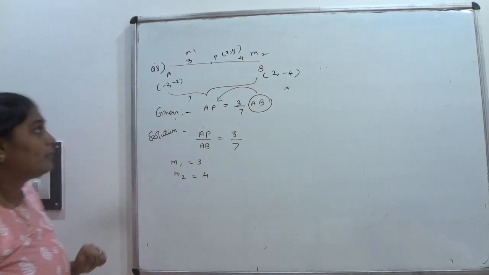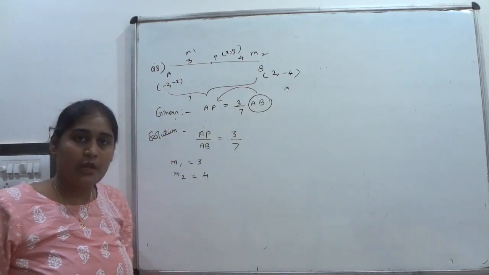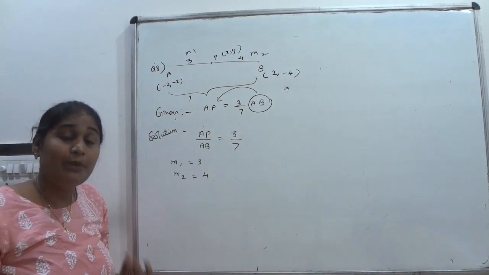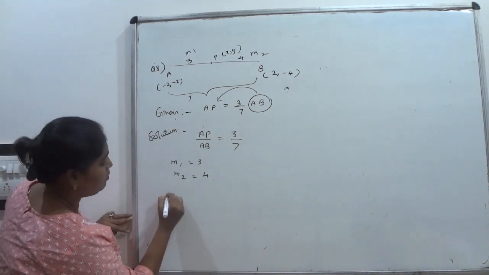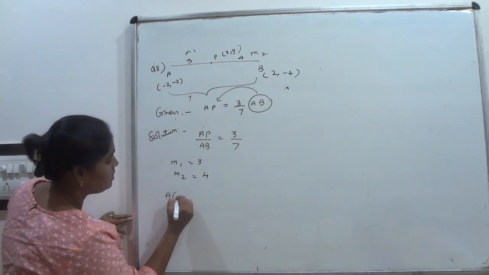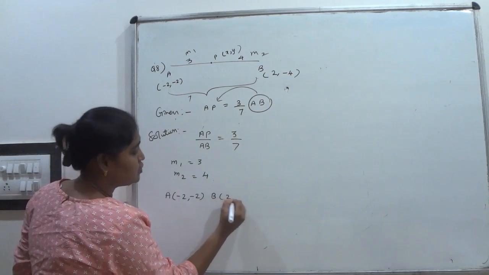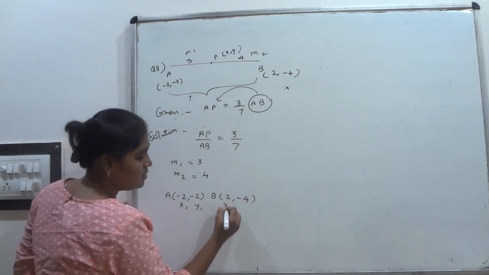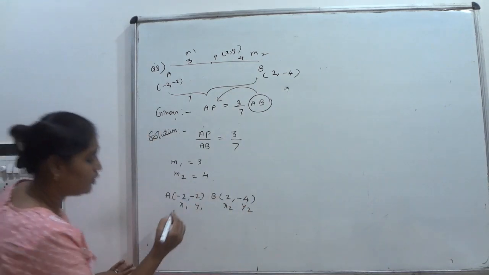Then I know the ratio and I know the coordinates of points A and B, so you can find the coordinates of P by the section formula. Before that, write the coordinates of A, (-2, -2), and of B, that is (2, -4). Mark it: this is x1, y1, this is x2, y2. And you have to write the line also.